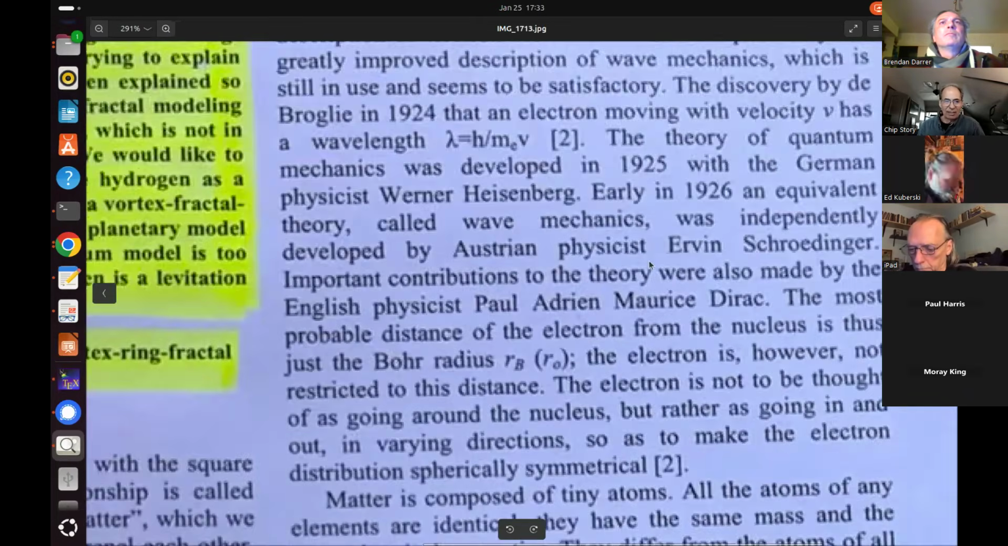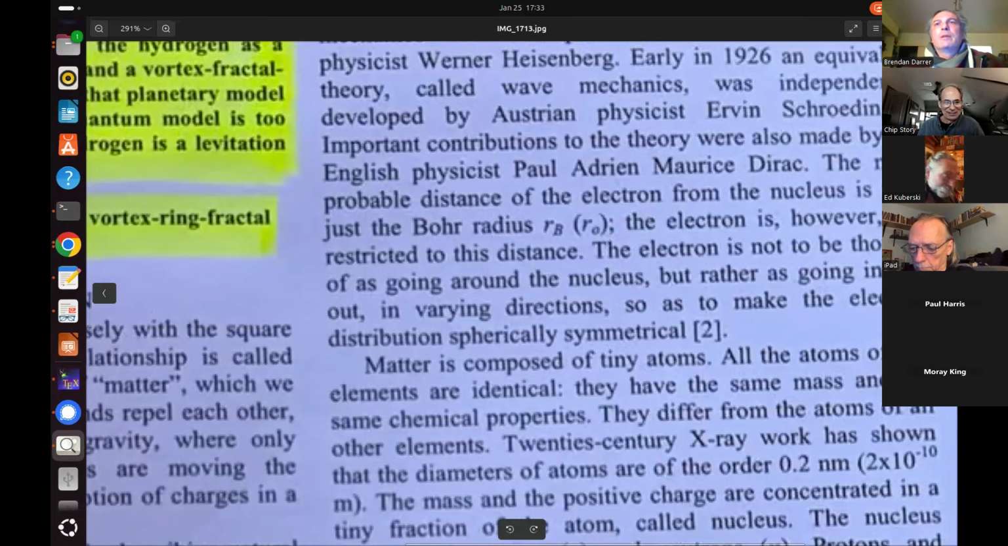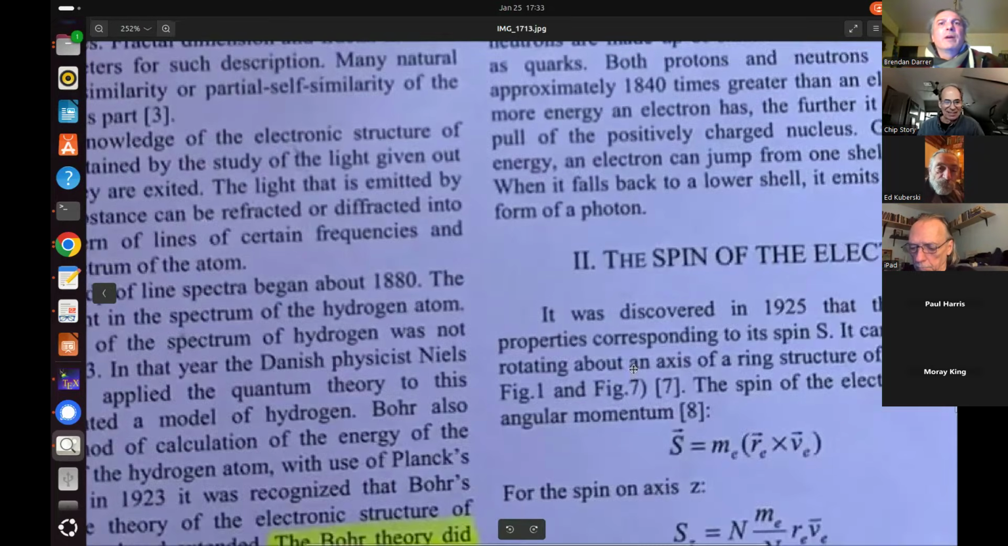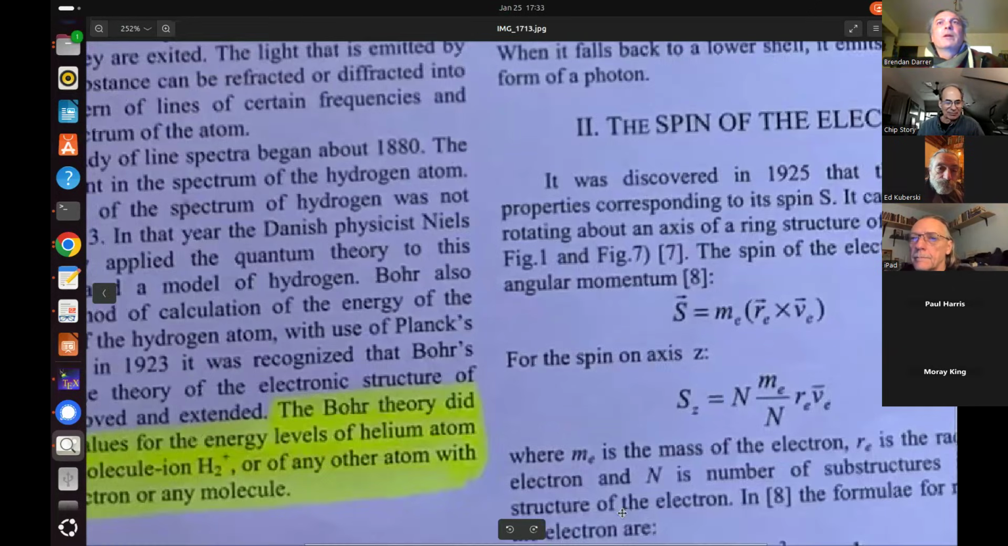Oops. Yeah, left out a big part. Let me just check if there's something down here. So that's the bottom of the page, isn't it? Yeah, that's the bottom of the page. Okay.